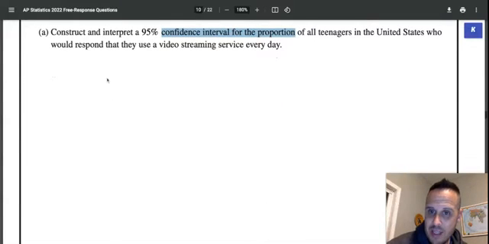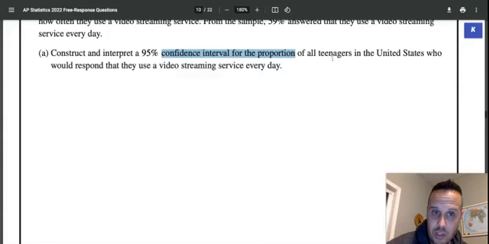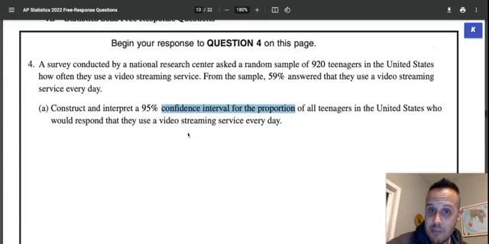So here I would use PANIC. The parameter is the true proportion of teenagers in the United States who would respond they use a video streaming service all day. And then my assumptions and conditions, it says that it's a random sample. You're going to have 59%, so np and nq, 59% times 920 and 41% times 920 are both at least 10. So we have large counts, and so we have normal distribution, and it's reasonable to assume that these teenagers in this random sample are independent of one another, okay?